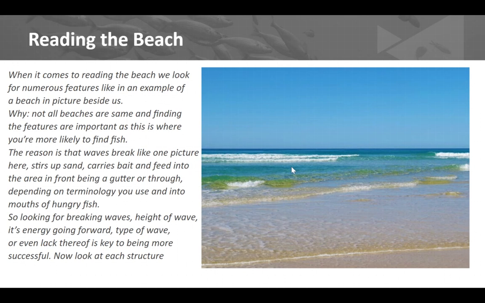So this is a good picture and a good example of saying, okay, now I can see what I'm looking at, and why these waves are important. Because they go over this sandbar, it stirs up that sand, helps carry the bait and the feed through the area that's just in front of your gutter, to the fish that would be waiting, circling around between the back end of the sandbar and the front end to the lip of the actual beach.